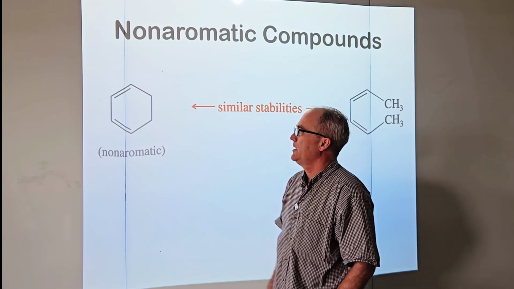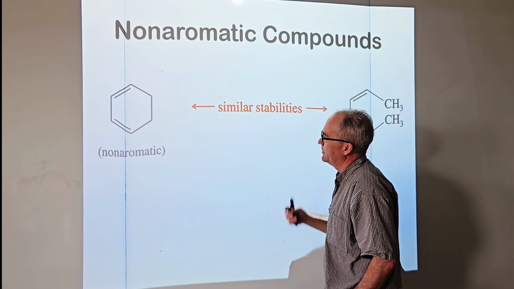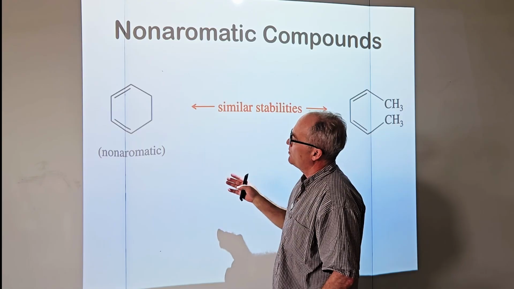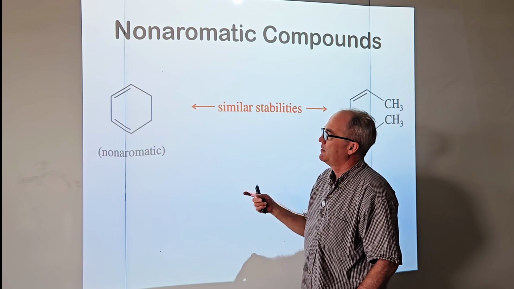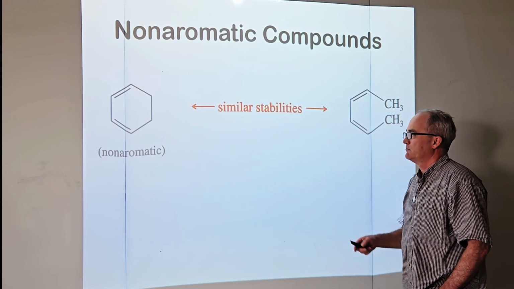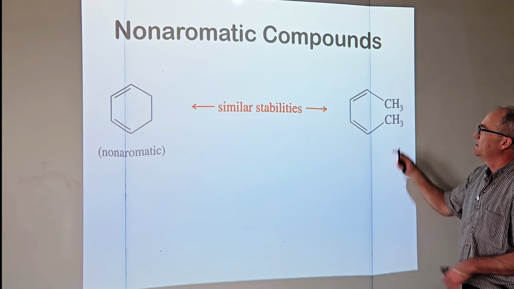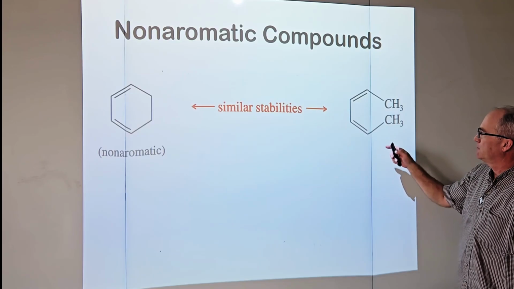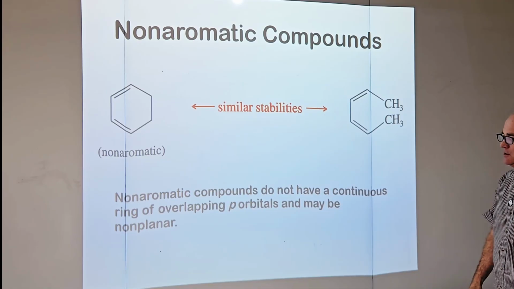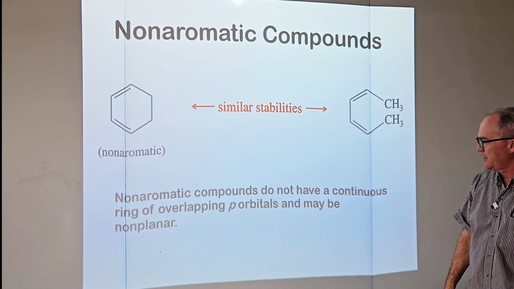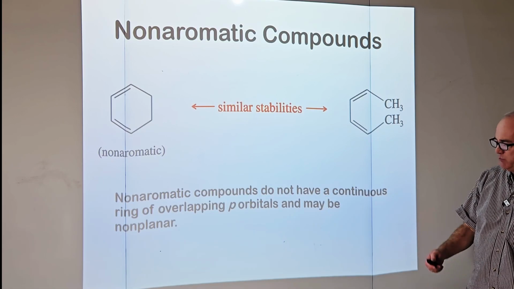Why is this non-aromatic? Well, here are 2 sp3 hybridized carbons destroying everything. I imagine that might throw off some planarness. You can probably say it's not planar, and not every carbon is sp2 hybridized. And of course we can see that going on here. These are sp3 hybridized. Of course this thing wobbles around and only looks like a ring in this conformation, as in all those other conformations. Non-aromatic compounds do not have a continuous ring of overlapping p orbitals and may be non-planar.